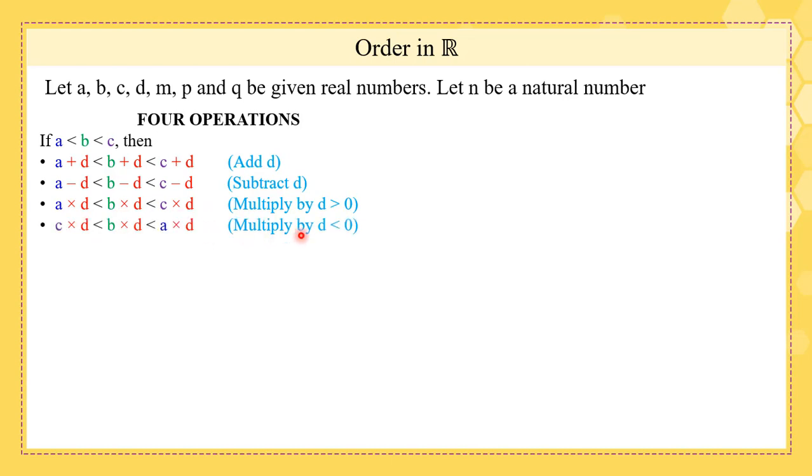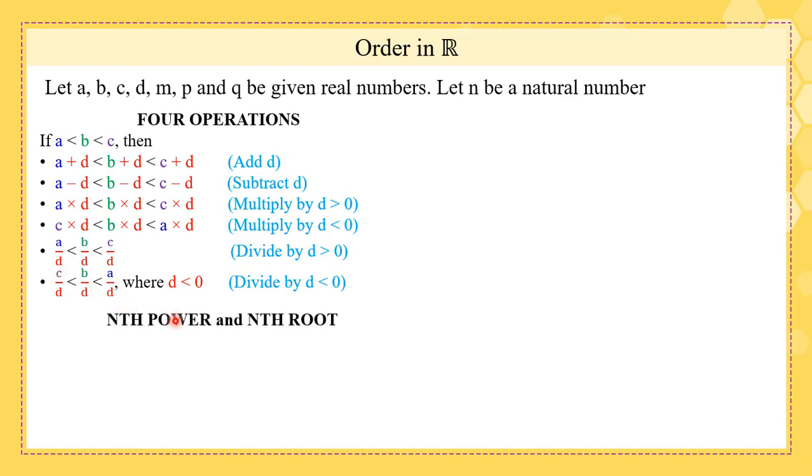But if we multiply by D, which is negative, we have to flip the boundaries of the inequality, so it becomes CD smaller than BD smaller than AD. So this is what we mean by flipping. A was on the left side and becomes on the right side, and C was on the right side and becomes on the left side. So this is what happens when we multiply by a negative number. Similarly, for division, if we divide by a positive quantity, nothing changes, whereas if we divide by a negative quantity, we have also to flip the boundaries, as you see.